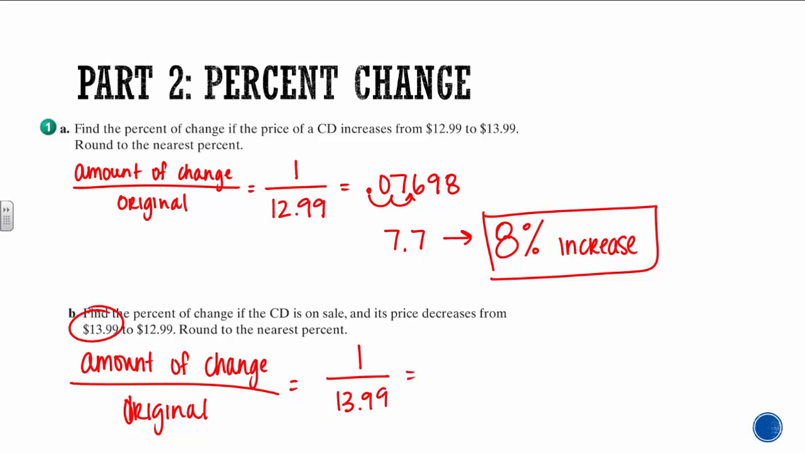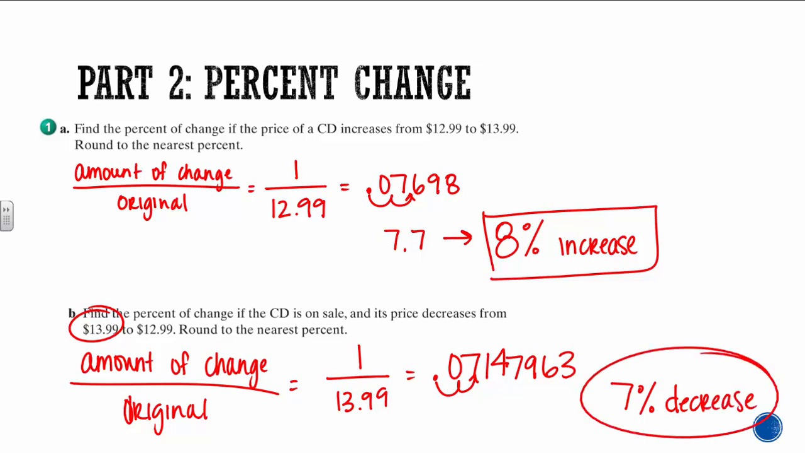So when we divide this, we end up with 0.0714793, and so on. So if we move it over twice, we end up with about a 7% decrease. And that's because $1 is less of $13.99 than it is of $12.99. So it's an 8% increase if the price goes up $1, but it's a 7% decrease if the price goes down.